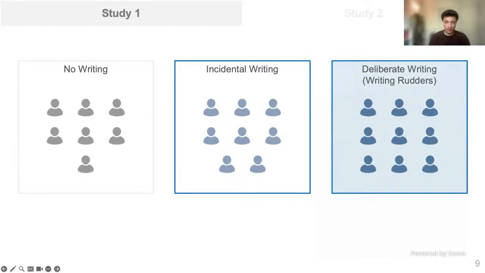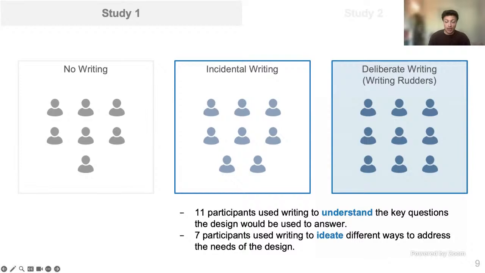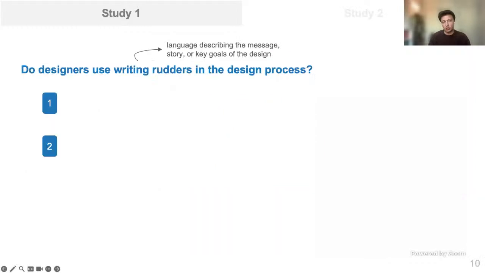It was a way for them to guide the design process and to write down those key messages or stories. And the use of writing in any way tended to occur in the early stages of the design process, mostly when designers were getting a sense of the data, understanding their users, or starting to ideate on possible ideas and designs. So when we return to our research question, we can answer with two insights.